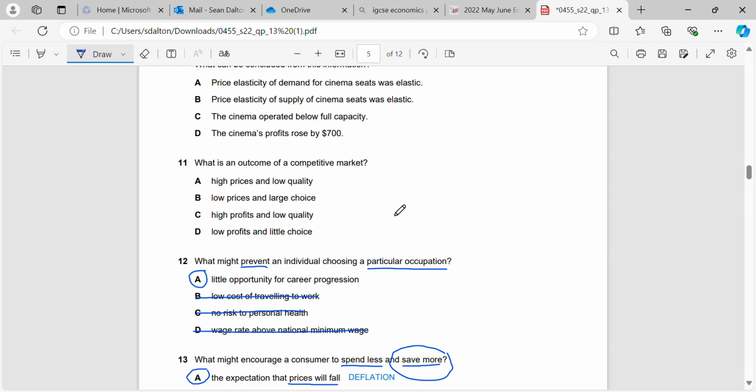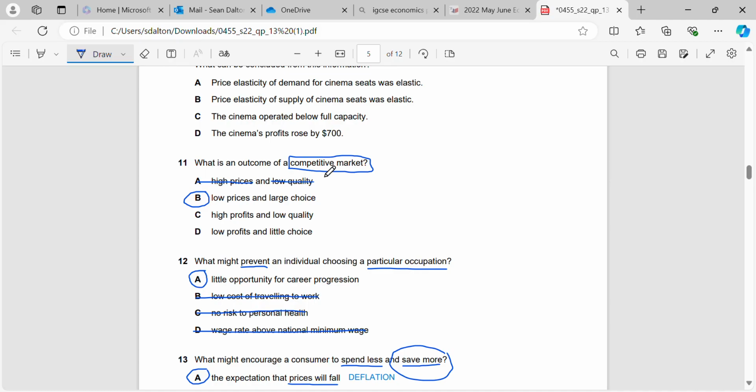Okay, question 11. What is an outcome of a competitive market? So remember we said about a competitive market before, it's the opposite of a monopoly. So they're going to have a lot of different choice, you're going to have many buyers and many sellers, and you're going to have low prices and large choice. Okay, high prices and low quality. Prices will be low because it is competitive and there's a lot of competition, and the quality of products will be very high generally. Why?